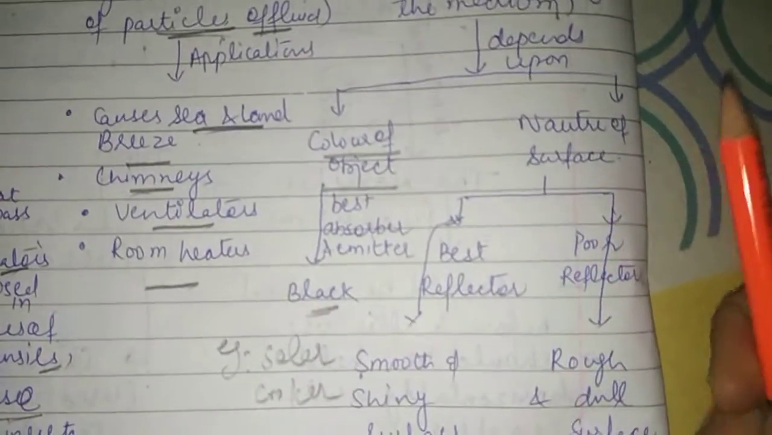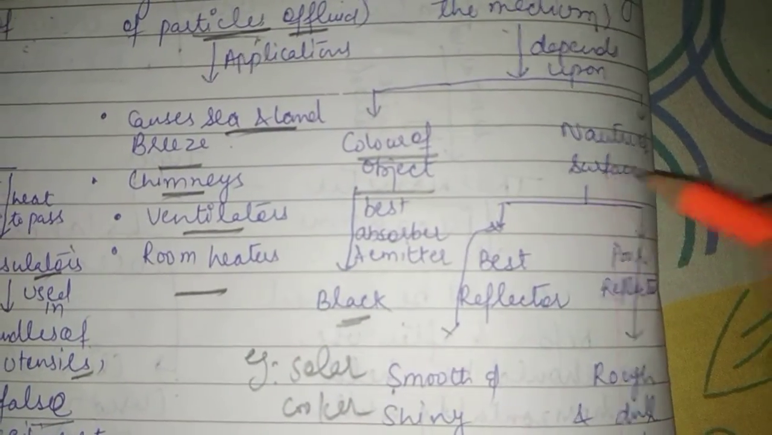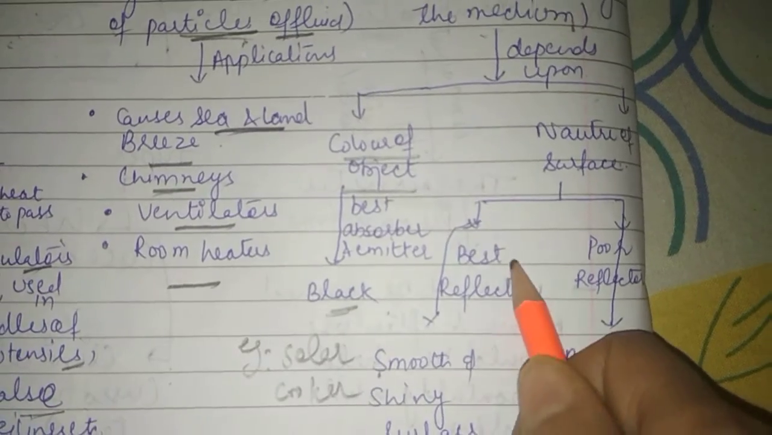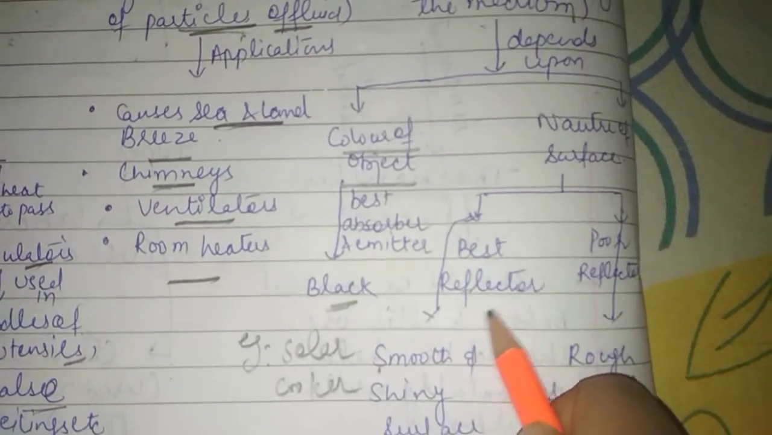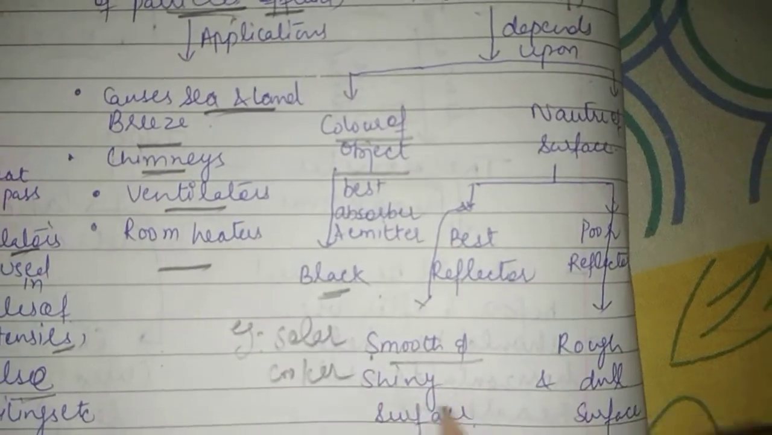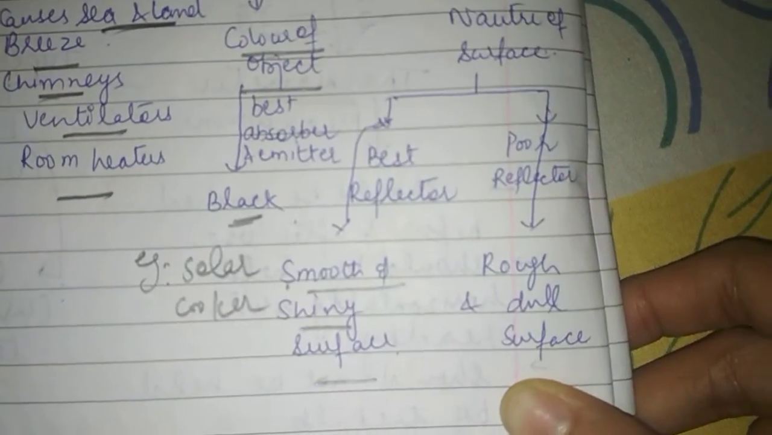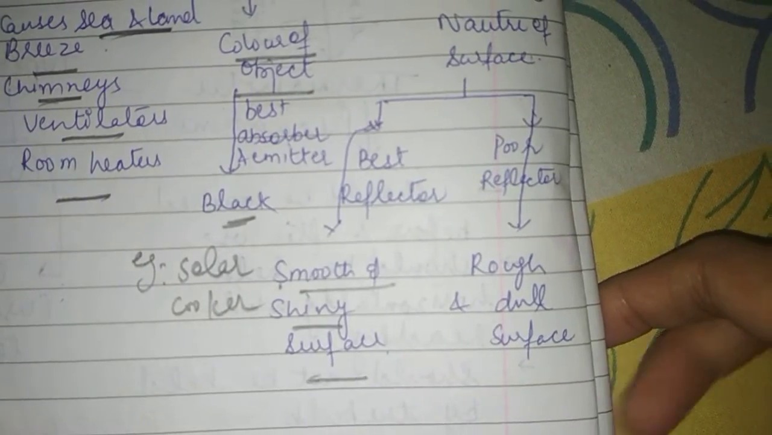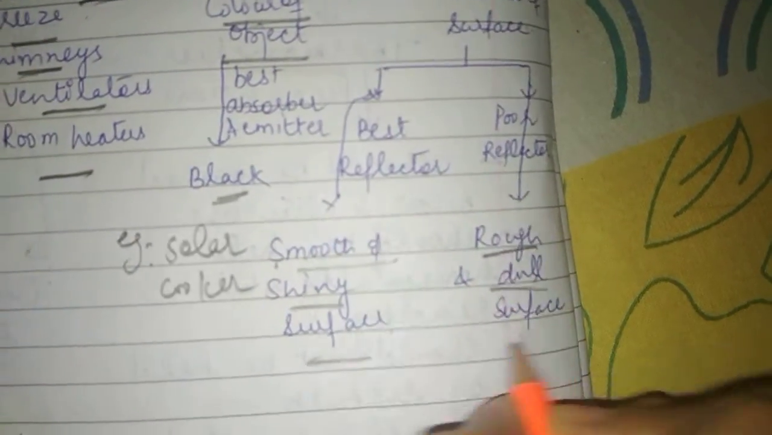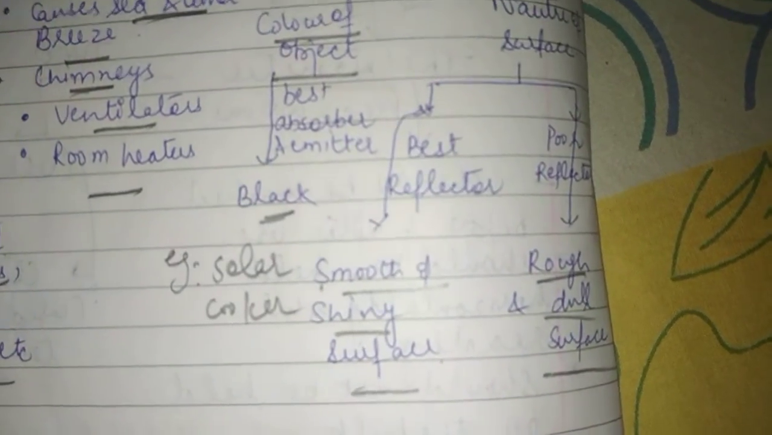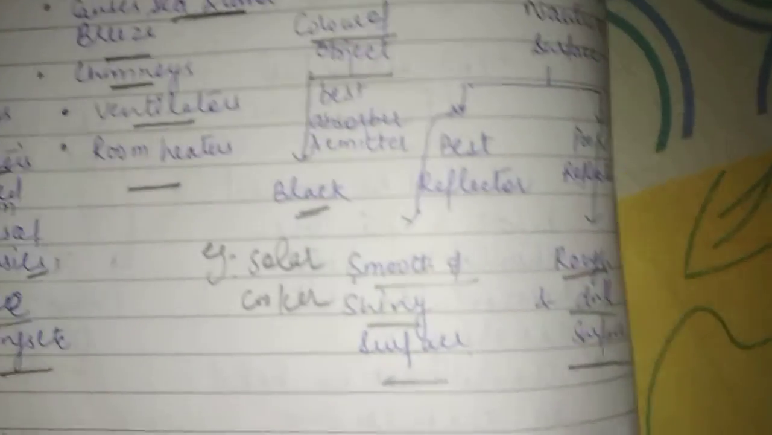Second, it depends on the nature of the surface. Who are the best reflectors? Best reflectors are those having a smooth and shiny surface. Poor reflectors are those having a rough and dull surface. That's all about this chapter, heat.